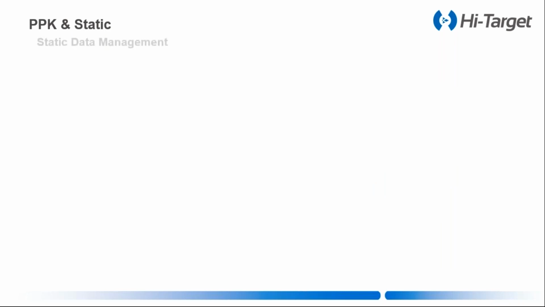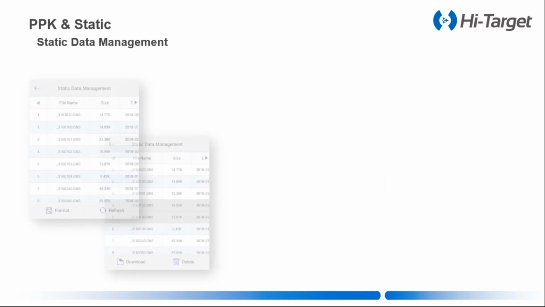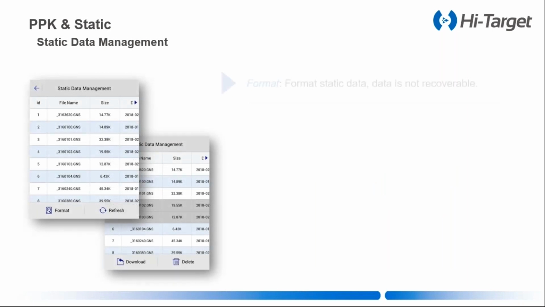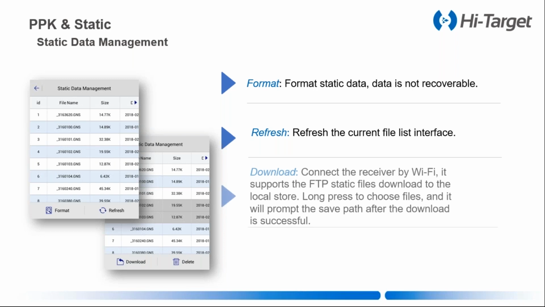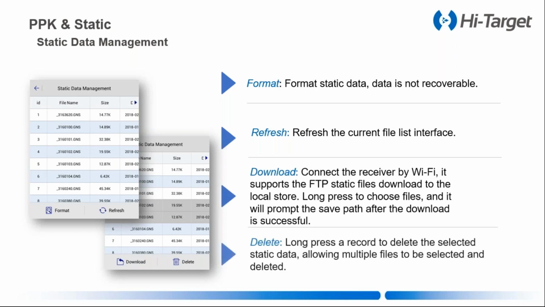Static data management. We can add all of the static files and search all of the static files. But how do we download them? Just connect to the receiver by Wi-Fi. It supports downloading the static file to the controller. Sometimes we don't have a USB cable on hand, so this method will be helpful for getting the static file.